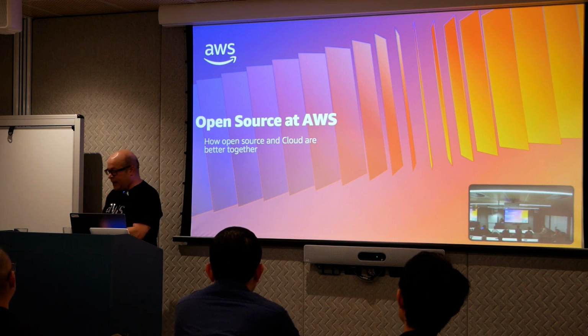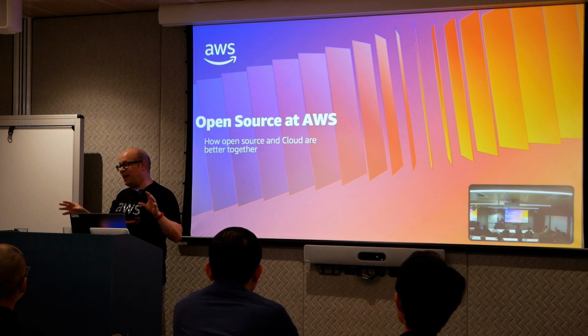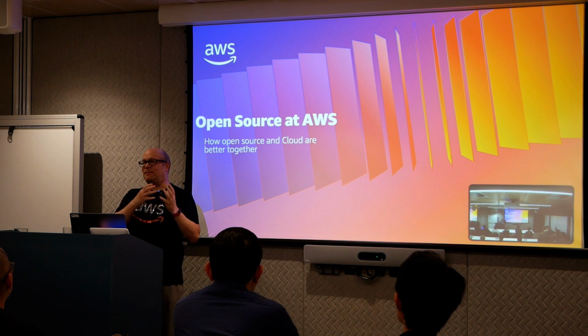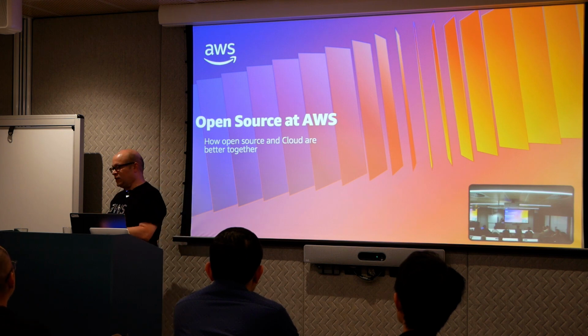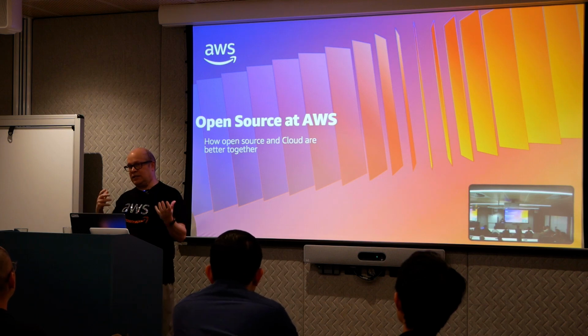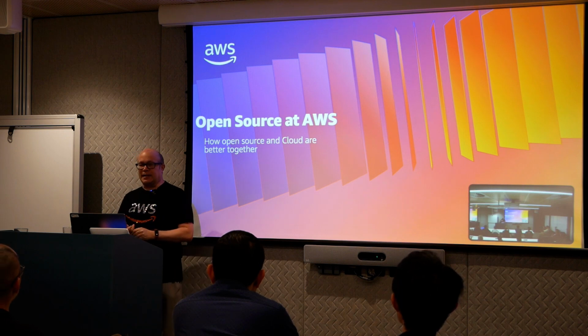So what can you expect today? I've got a talk that's in two parts. The first part is going to level set and bring you up to speed on what open source is, because when I speak to developers, they have some idea of the picture, but not all of the picture. And then I'm going to switch and talk about how AWS thinks about open source, and so hopefully you'll see the two talks come together. So that's what you can expect.